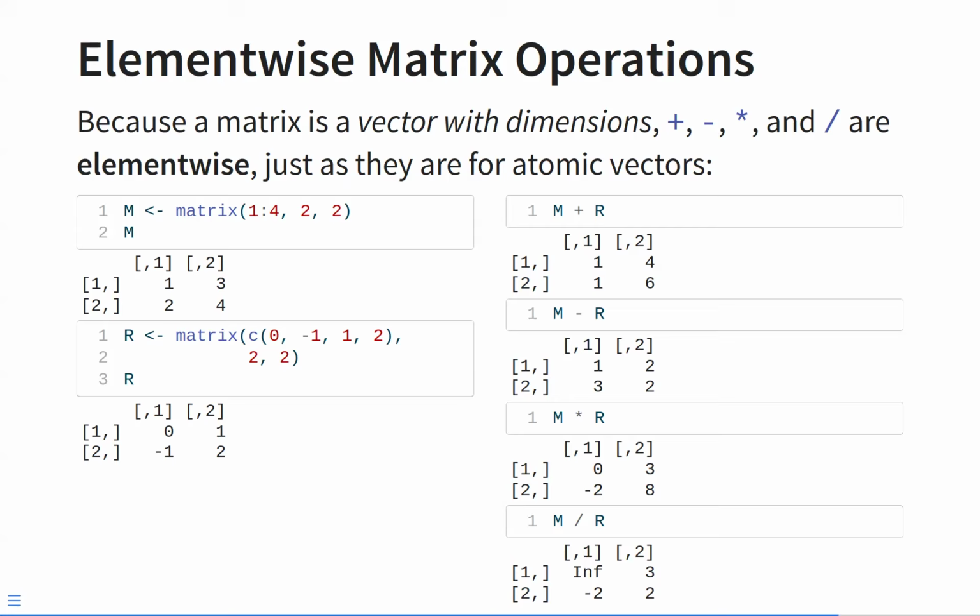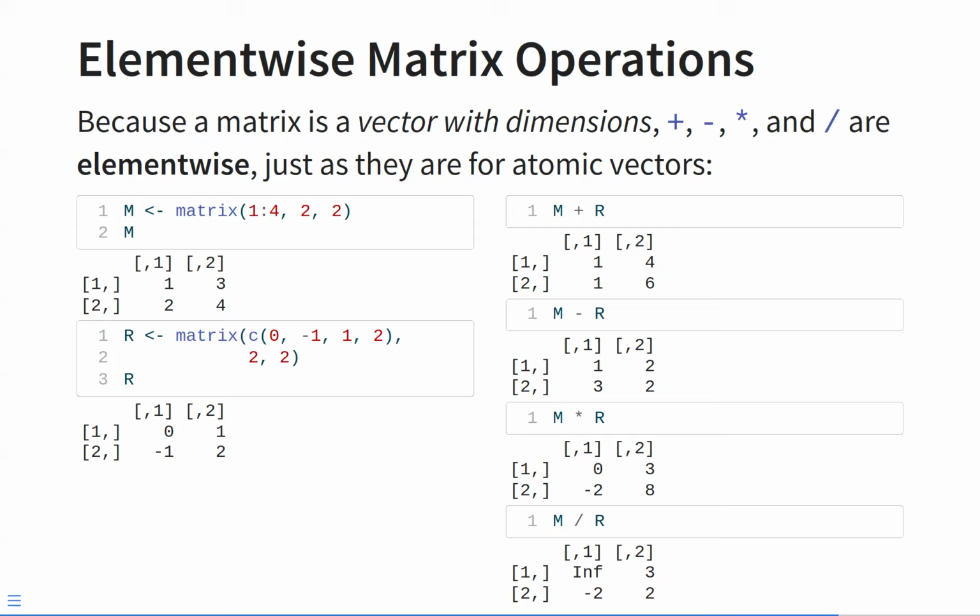Now, M plus R really is matrix addition, just like M minus R really is matrix subtraction. But M times R is not matrix multiplication. Take a look at what's going on here. I am not multiplying these matrices together. I am multiplying their elements together. I'm multiplying to get the product M times R. The 1 element of that matrix is 1 times 0. Similarly for M divided by R.